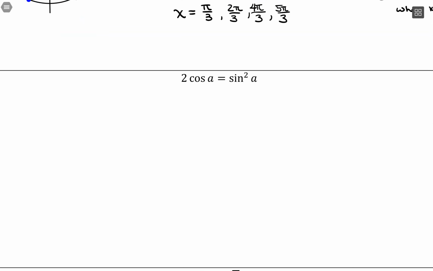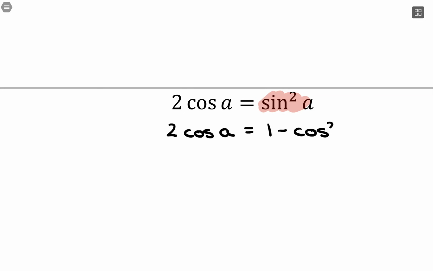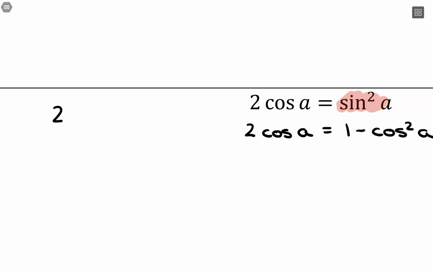All right. With this case here, I can see I have two trig functions in here. I have cosine and sine. So with that, I'm going to need to make a substitution, and with that I start looking for the Pythagorean identity, which I can use with that sine squared there. So I'm going to make a substitution with the Pythagorean identity, so 2 cosine A is equal to 1 minus cosine squared A. Now if it helps, you could rewrite this as like 2x equals 1 minus x squared.